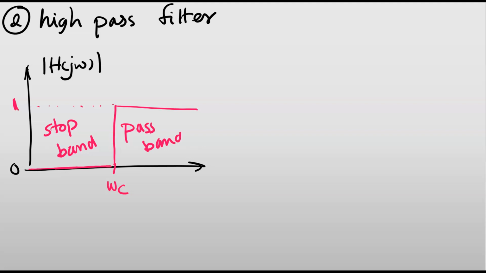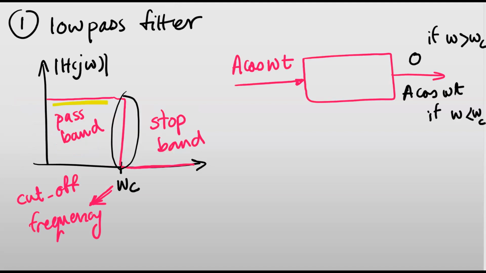So here the signal will go through. And same here, we have the low pass filter, and the signal will go through the circuit or the filter if the input frequency is lower than omega c.